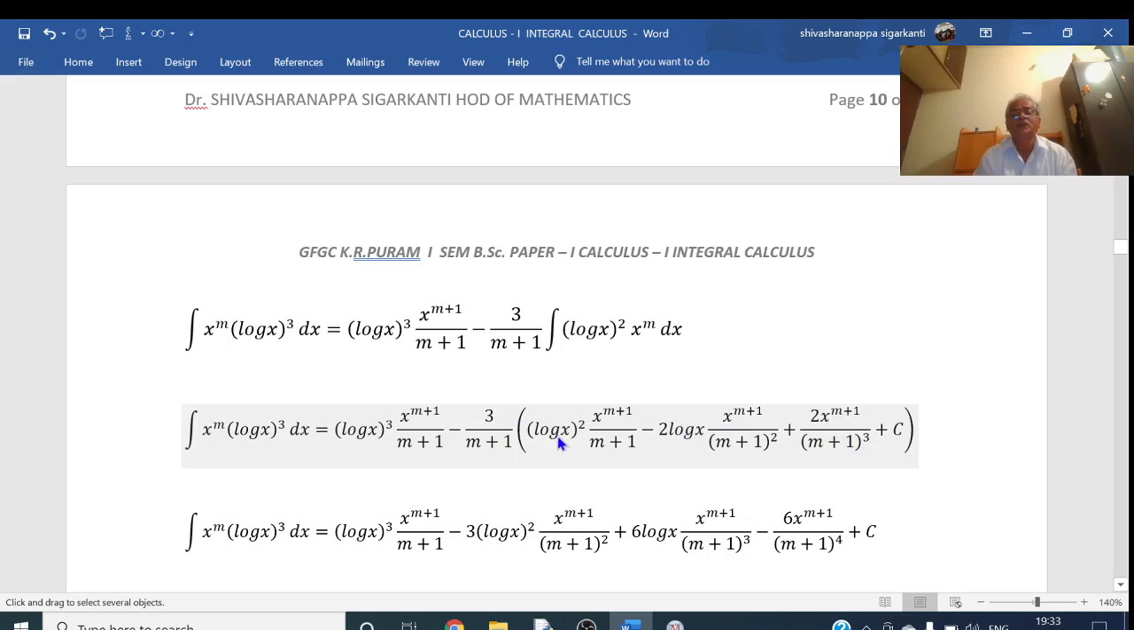Multiplying, this becomes minus 3 by m plus 1 into log x square x raised to m plus 1 divided by m plus 1 whole square. This becomes plus 3 into 2 is 6 into log x x raised to m plus 1 divided by m plus 1 whole cube. Minus into plus is minus. This becomes 3 into 2 is 6 into x to the power of m plus 1 divided by m plus 1 whole cube into m plus 1, that is m plus 1 to the power of 4, plus c.